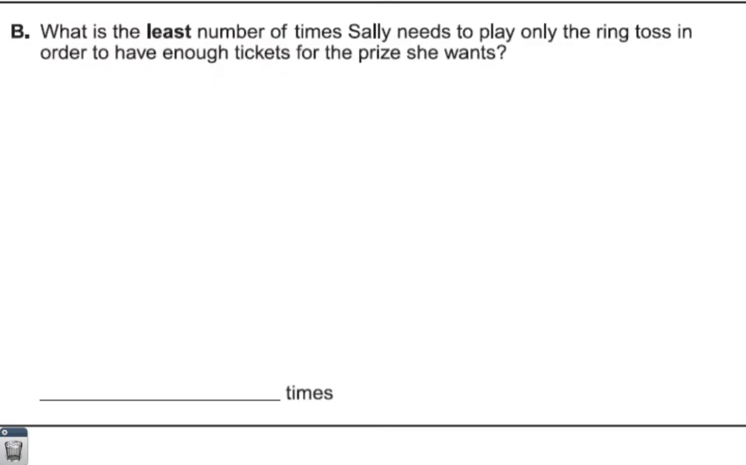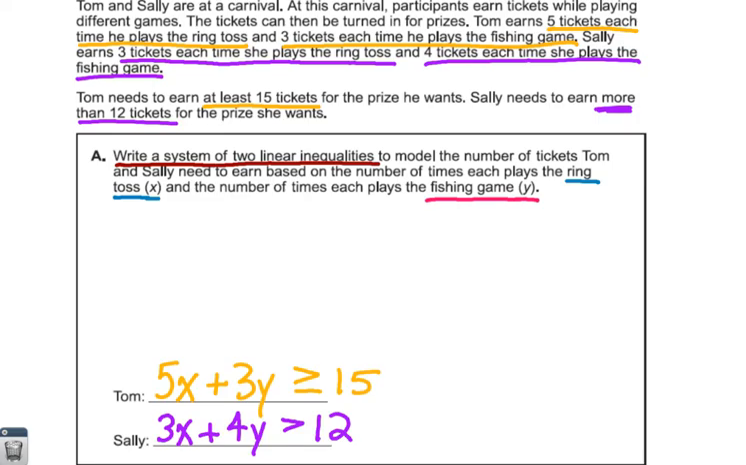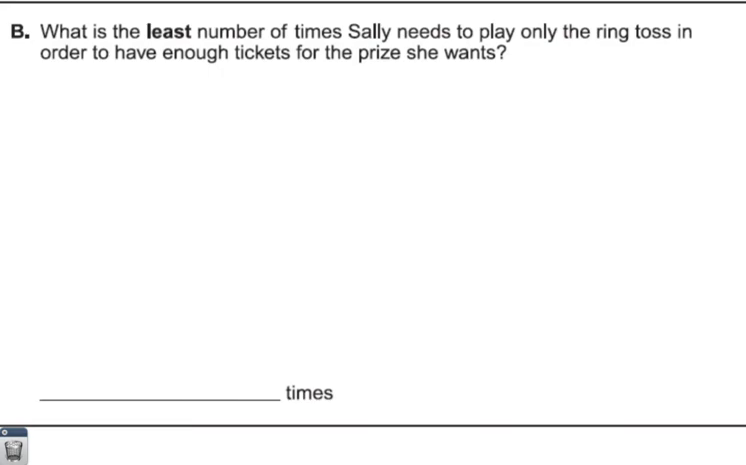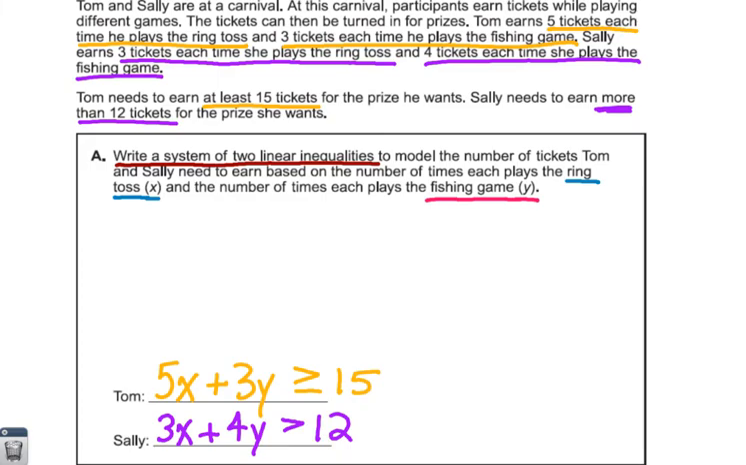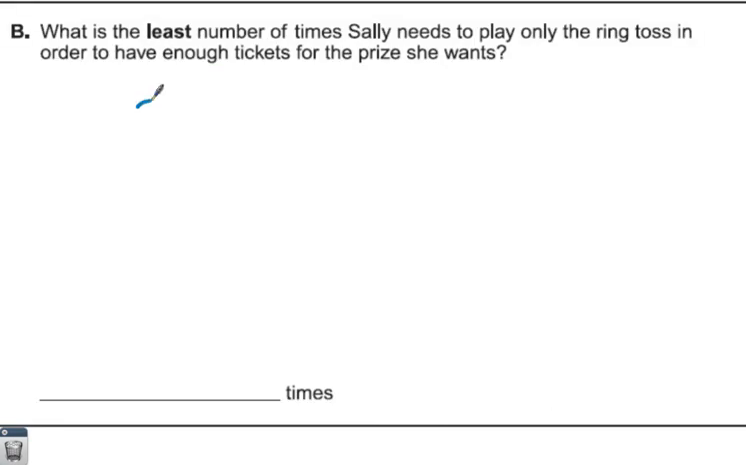So part B talks about what is the least number of times Sally needs to play only the ring toss in order to have enough tickets for the prize she wants. Well, I suppose there's more than one way to think your way through this, but this was what, Sally for the ring toss? So if Sally is only playing the ring toss, that's going to be 3x.